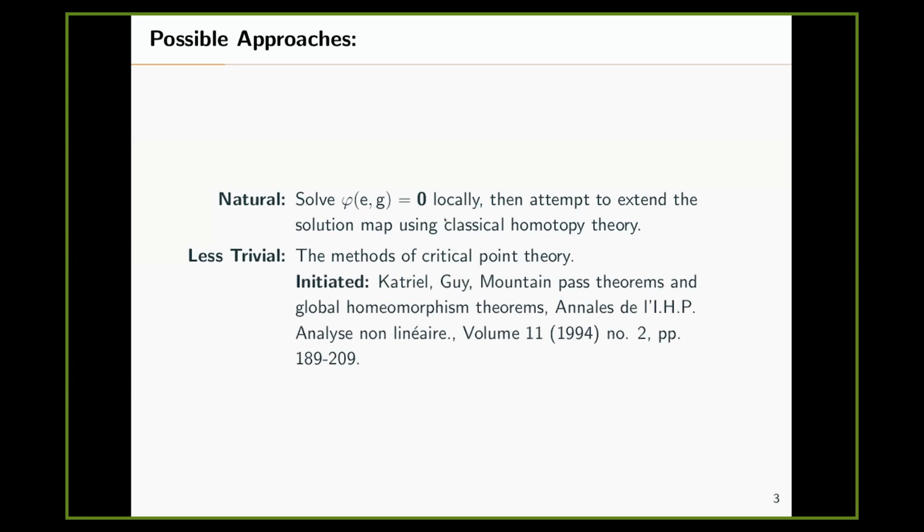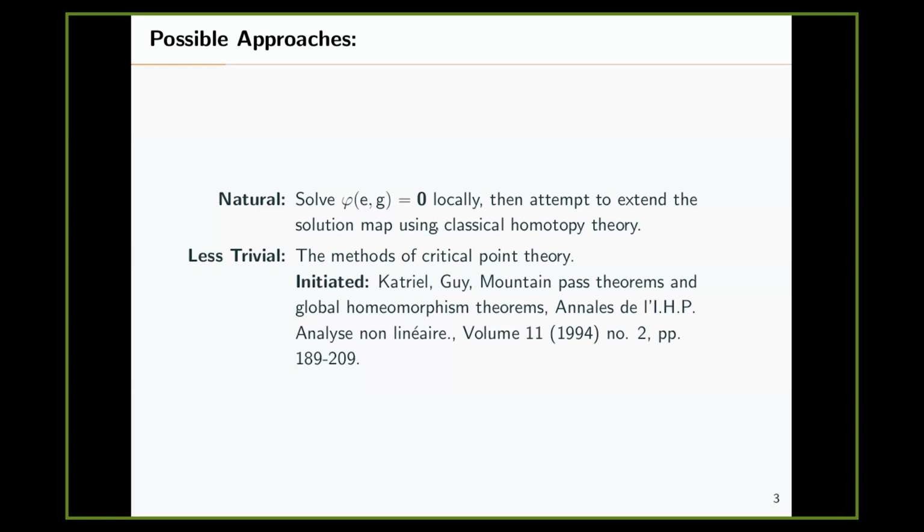It was in the mid-90s that Katriel, in purely topological settings, proved a global homeomorphism theorem using the mountain pass theorem, in a very elegant way. This paper is very significant. It not only revealed the topological ideas behind critical point theory, but it actually links implicit function theorems and inverse function theorems to critical point theory. And it is the inspiration of our work.